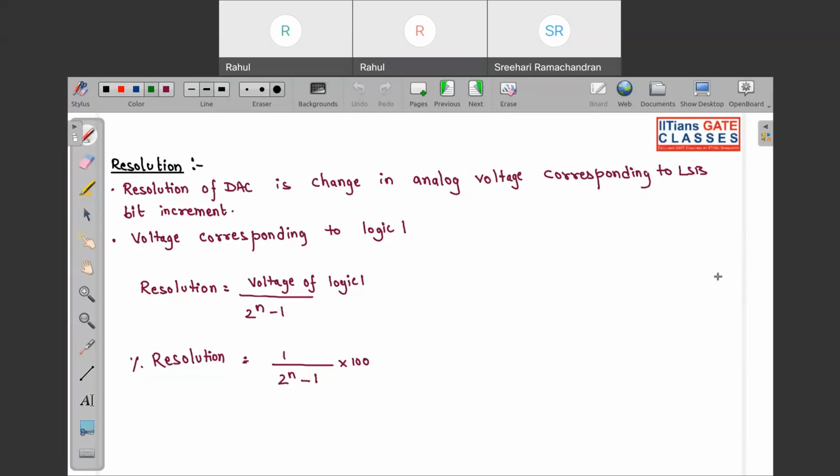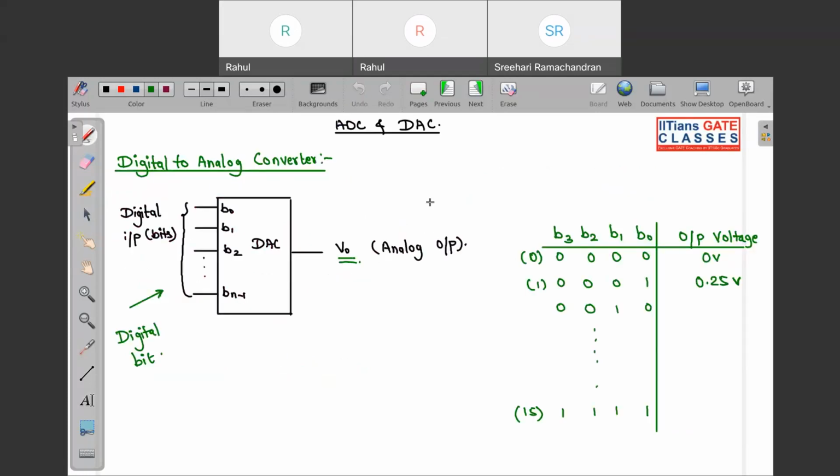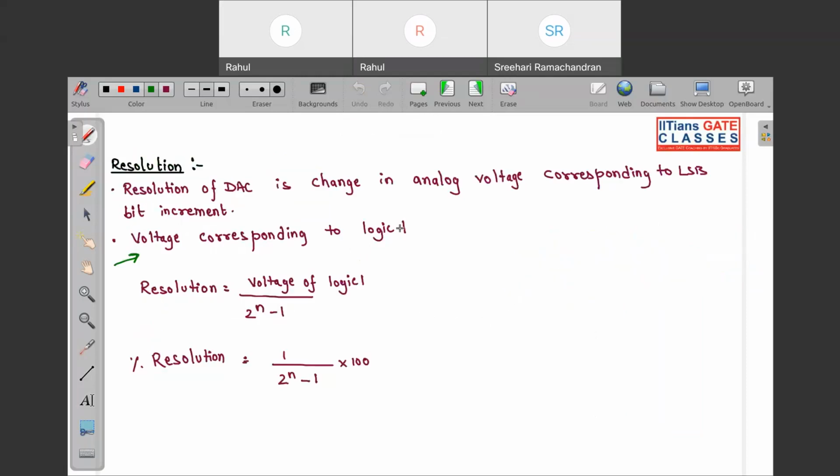So whenever your LSB bit increments by 1, that voltage change is known as your resolution. One more definition we have: the voltage corresponding to logic 1 is also known as your resolution. Now, the formula for resolution is what?